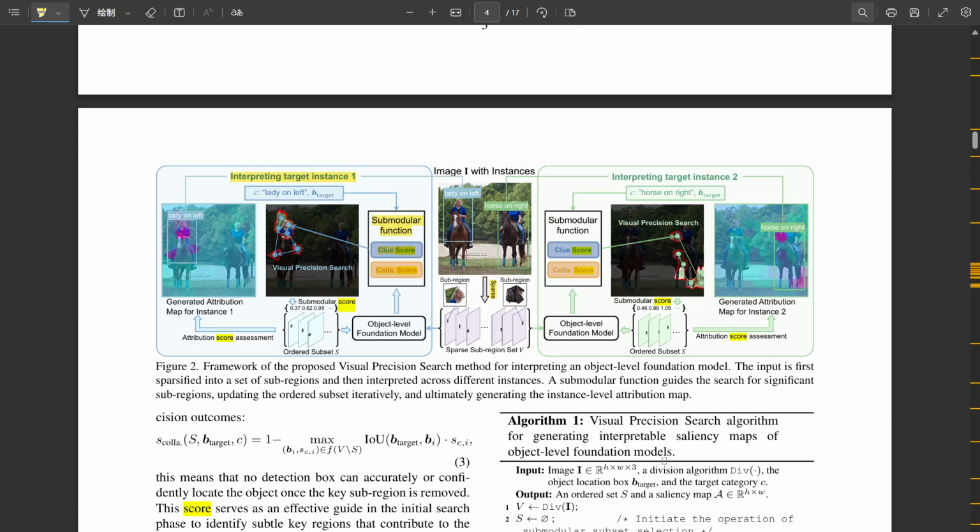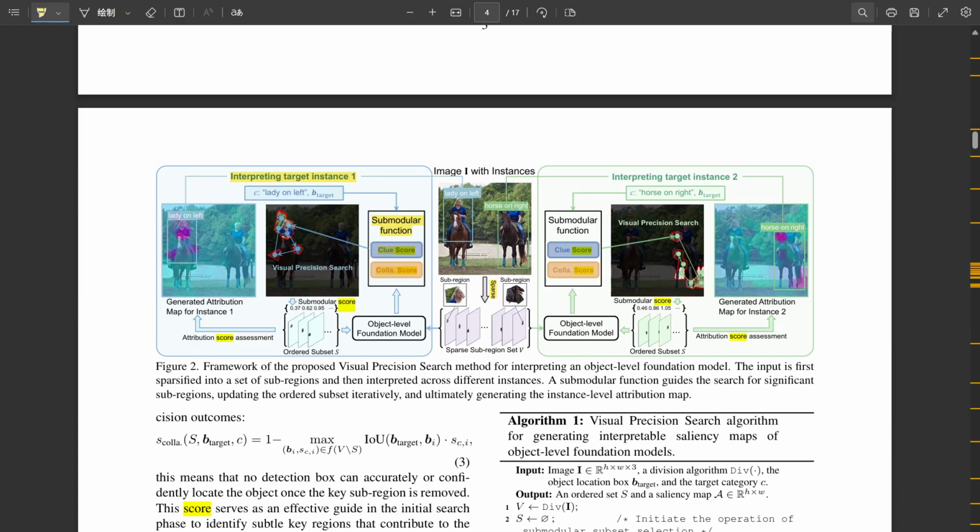This visual precision search method seems like a significant step forward, especially with its theoretical backing and this ability to analyze failures quantitatively. But what are its current limitations, and where do they see this work going next? Well, you touched on one limitation already, the computational cost. The greedy search, while efficient for submodular functions, can still be demanding if you use a very large number of subregions for maximum fidelity and detail. Right, the time versus precision trade-off.